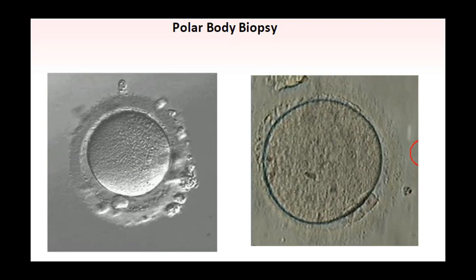Some laboratories biopsy only the first polar body on day 0, plus or minus the second polar body on day 1, while others biopsy both polar bodies on day 1 and then use morphology to predict which polar body is the first and which is the second. Research has shown that morphology is not a good predictor of polar body origin, so it may be difficult to ascertain which is the first versus the second polar body. This is important in accurately determining meiosis I versus meiosis II chromosomal status.